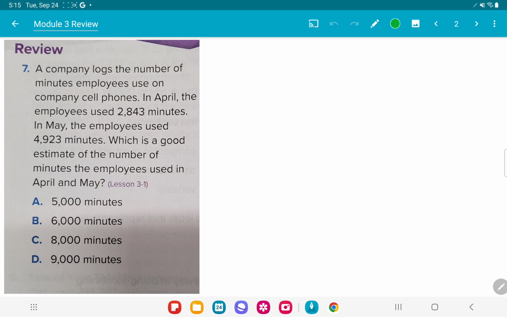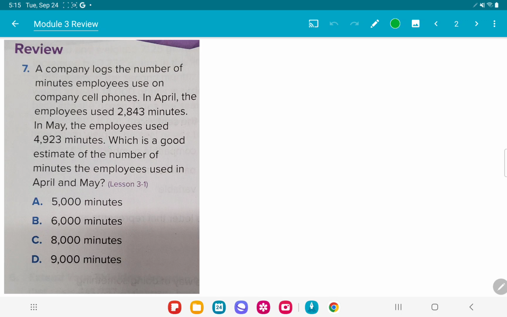Okay, let's look at number 7. Number 7 says a company logs the number of minutes employees use on company cell phones. In April, the employees used 2,843 minutes. In May, the employees used 4,923 minutes. Which is a good estimate of the number of minutes the employees used in April and May?